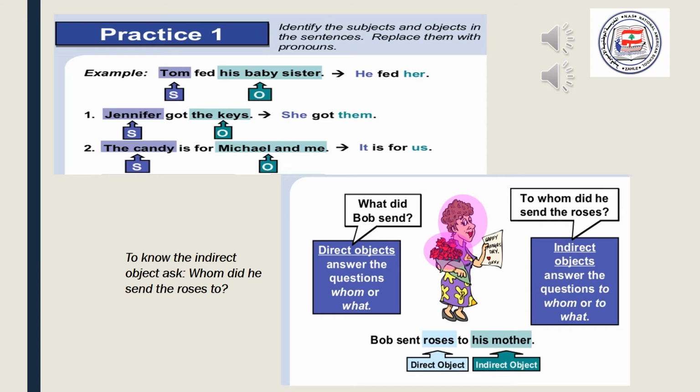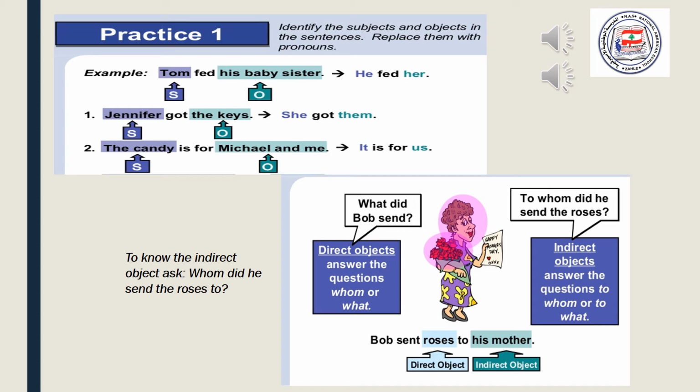Number 1. Jennifer got the keys. Jennifer is the subject since it came before the verb. The keys is the object since it came after the verb. She got them. She is a subject pronoun that replaces the subject. Them is an object pronoun that replaces the object which is the keys.